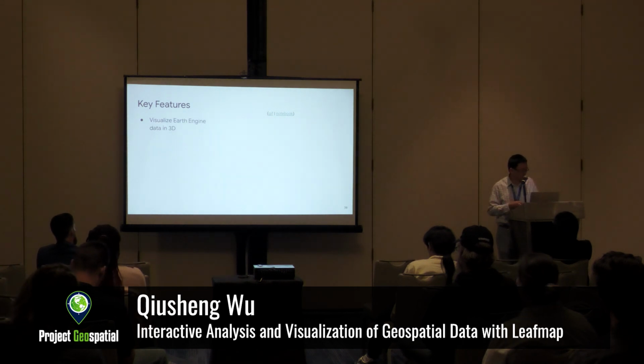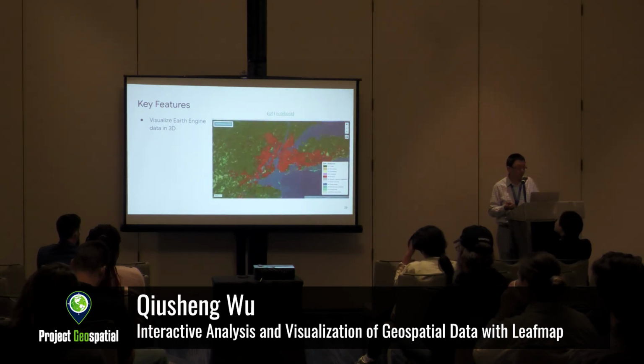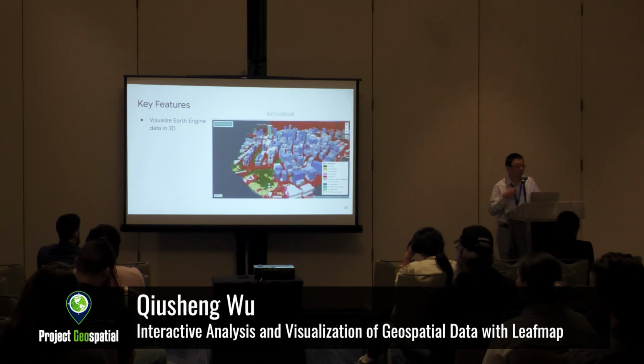So try it out. You can also visualize Google sensing data. If you use Google sensing cloud computing, there are some data. For example, this one shows you the global land cover data. It's many gigabytes, so you can render the data. And then when you zoom in, you can also pop out the 3D.